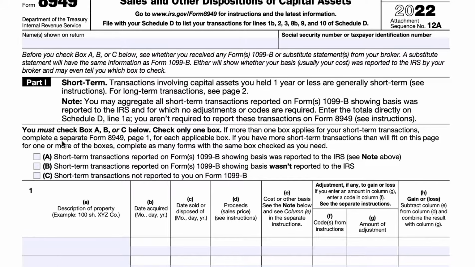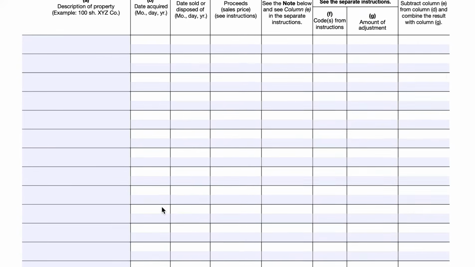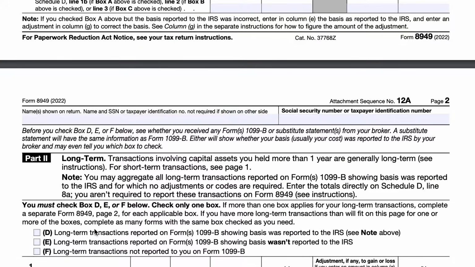In part 2, you will do the same thing with boxes D, E, and F. Again, box D represents long-term transactions reported on forms 1099-B showing basis was reported to the IRS. Box E would be transactions showing that basis was not reported to the IRS. And then box F would indicate long-term transactions that were not reported to you at all on 1099-B.